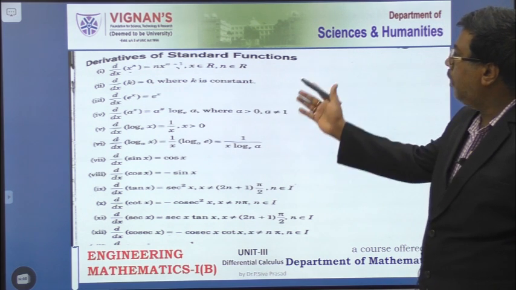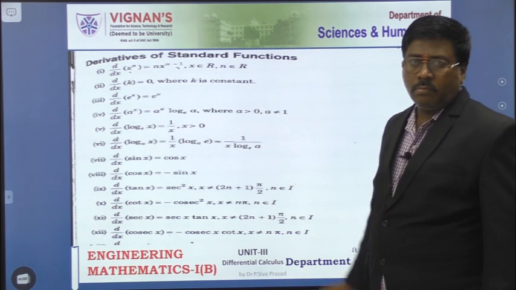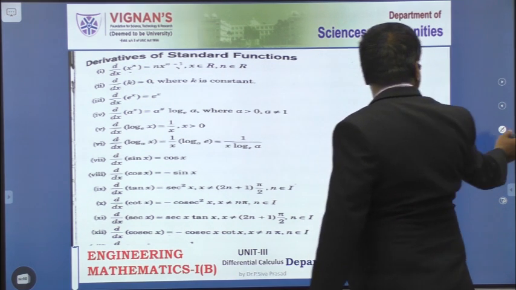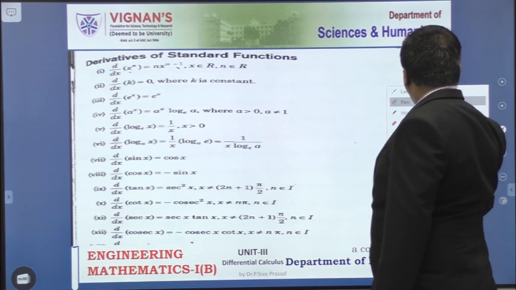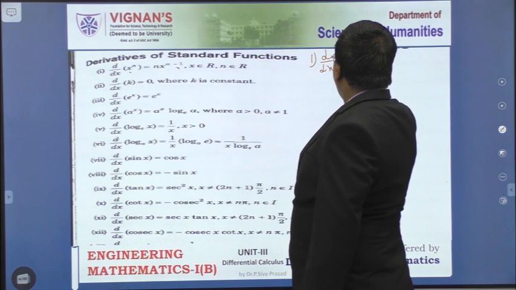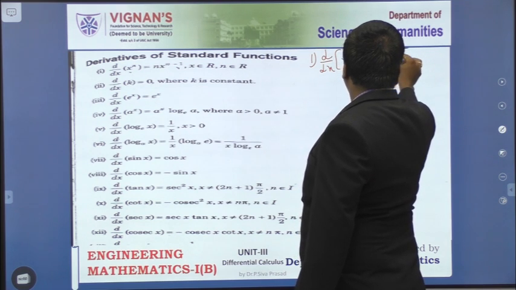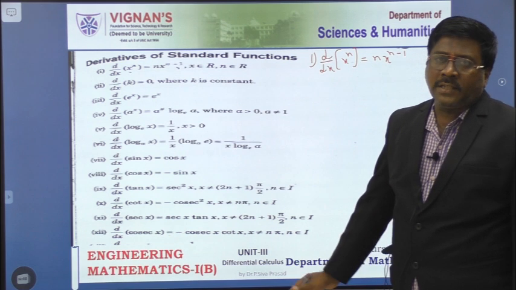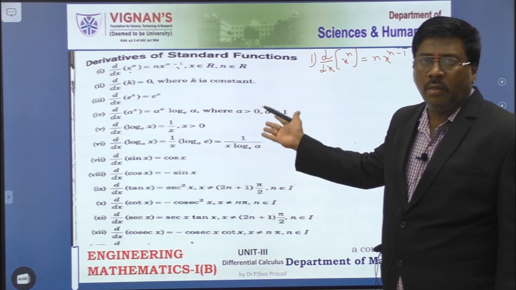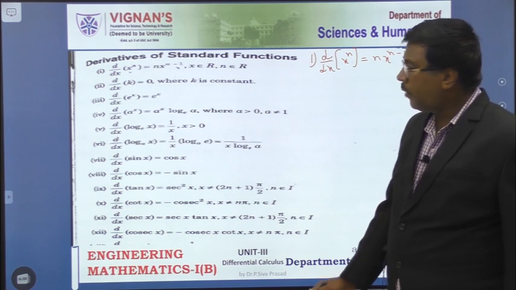Please all of you write down these formulas. So again I have to write them here. The first formula: please all of you write down the formulas. First one, d by dx of x power n is equal to n into x power n minus 1. How these formulas occur, we have to see by using the first principle only. I will do some examples. After completion of writing these formulas, please all of you write them down.